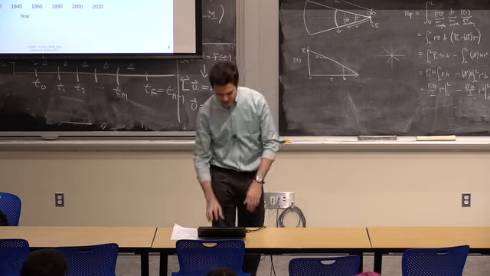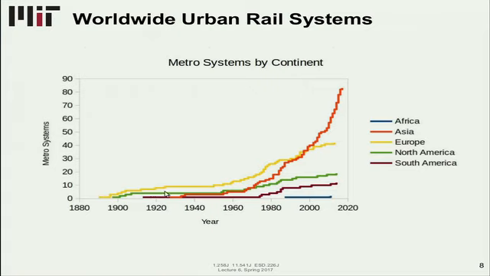So we have a few starts in North America, and it sort of falls flat in the 1920s, 1930s, and then it takes off again in the 1960s, all the way up. So it keeps increasing. Asia was a little slower to start, but it's going up really fast. China's building a lot of metro.